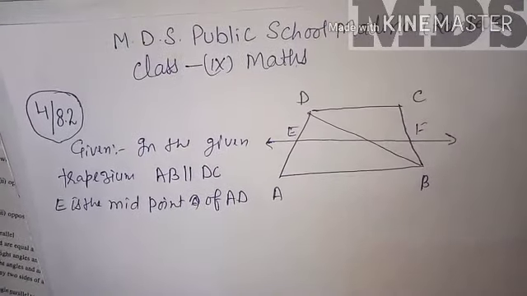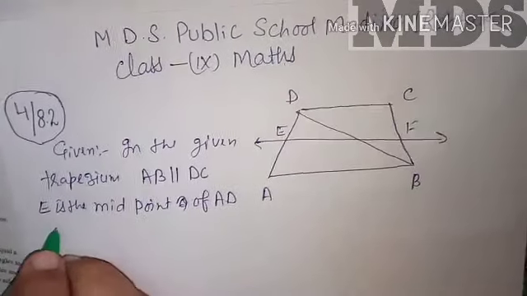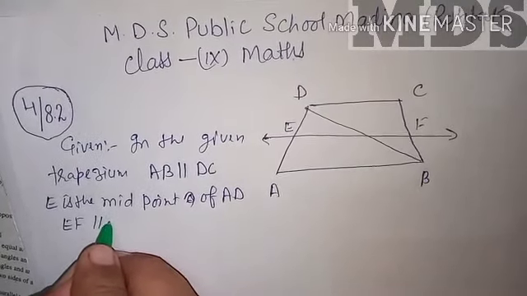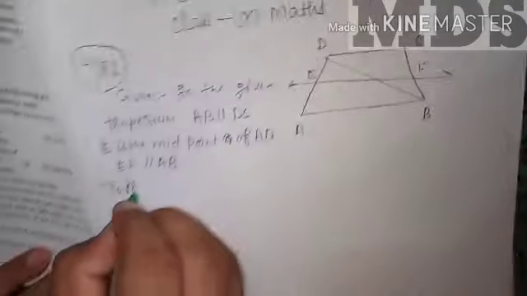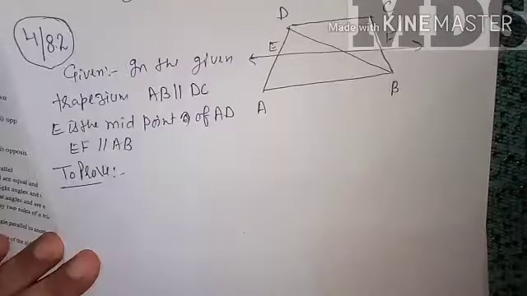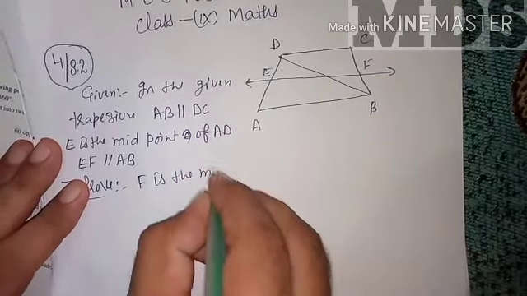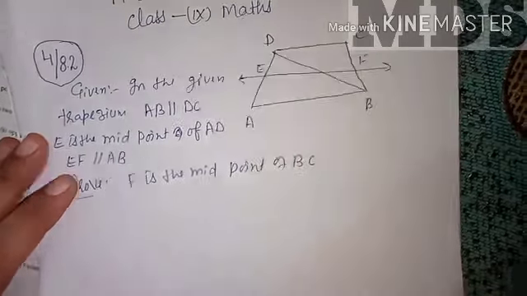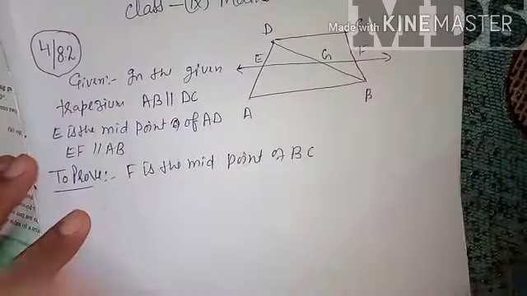A line through E parallel to AB intersecting BC at F. Its meaning is EF is parallel to AB. To prove: show that F is the midpoint of BC. Understood? Let this be EF. G point you can take. Now proof.